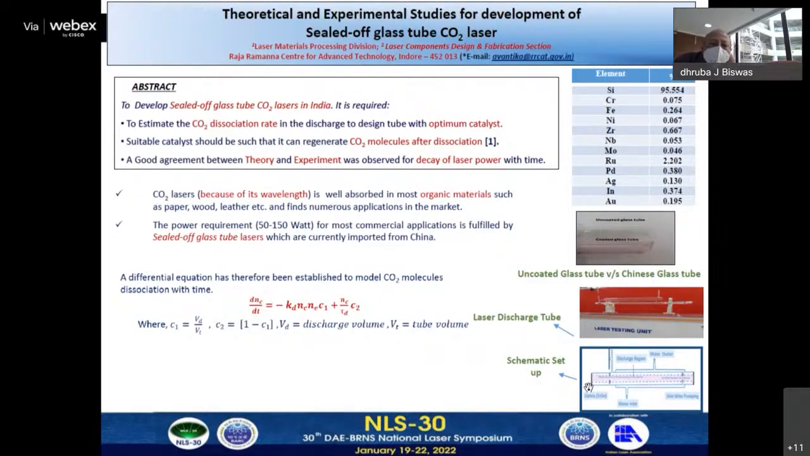To estimate the dissociation of CO2 molecules with time, we have modeled a differential equation which is used to find the number of CO2 molecules dissociated per unit time. In the equation, the first term is the decay rate of the CO2 molecules, where Kd is the dissociation rate, Nc is the number of CO2 molecules, Ne is the number density of electrons, and C1 is Vd by Vt. Vd is the discharge volume, Vt is the volume of the tube. The second term represents the sidewise pumping of the CO2 molecules into the discharge tube.